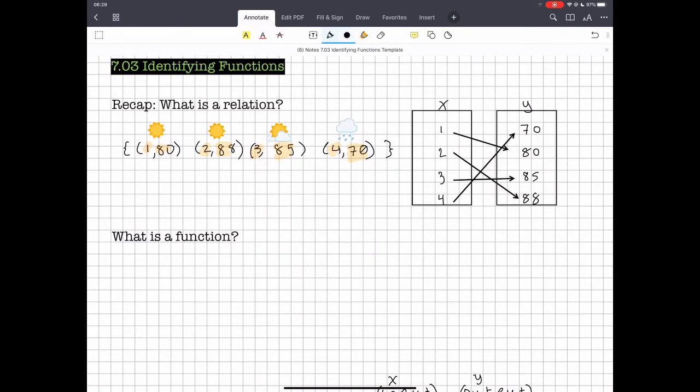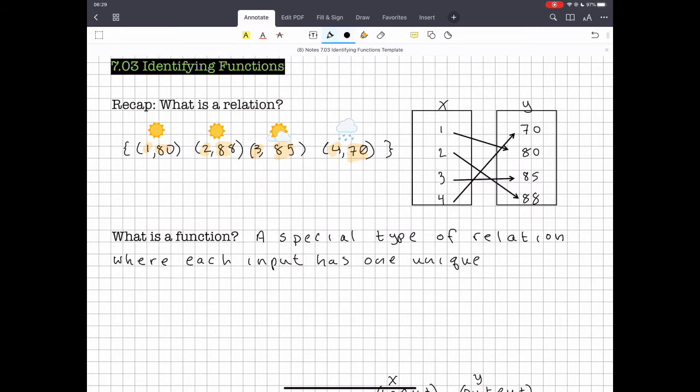So that brings us to functions. What is a function? Well, a function is a special type of relation. It's a special type of relation where each input has one unique output.